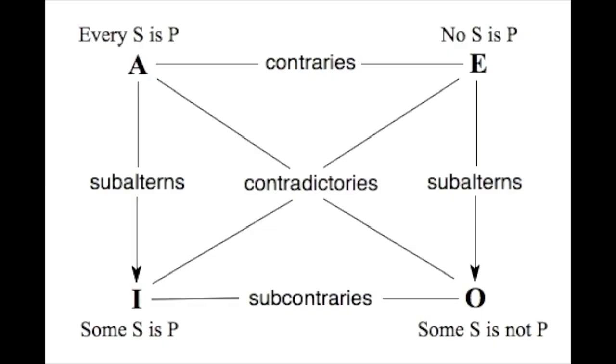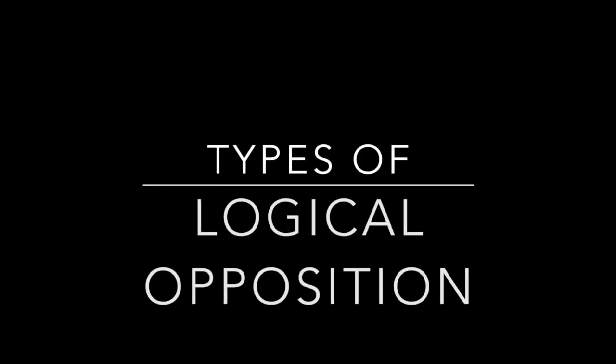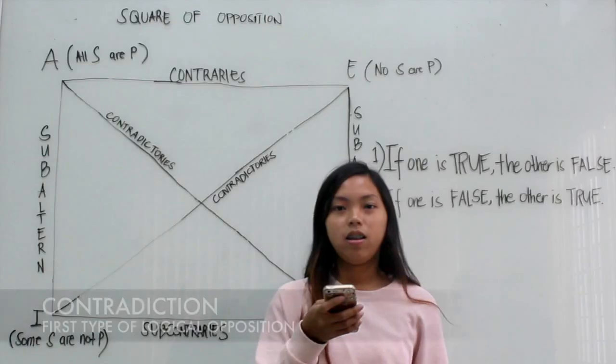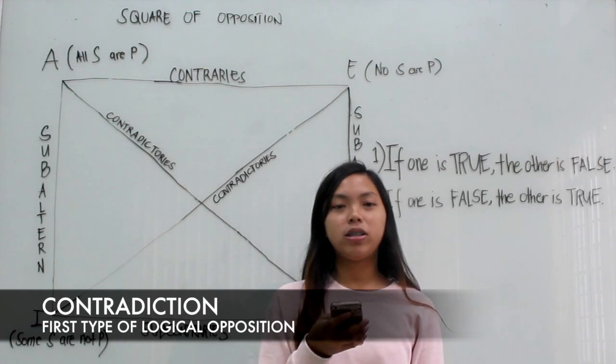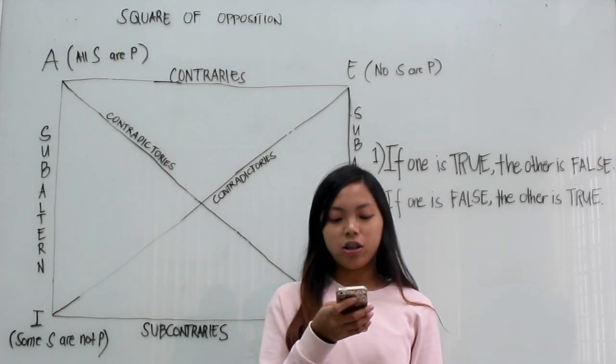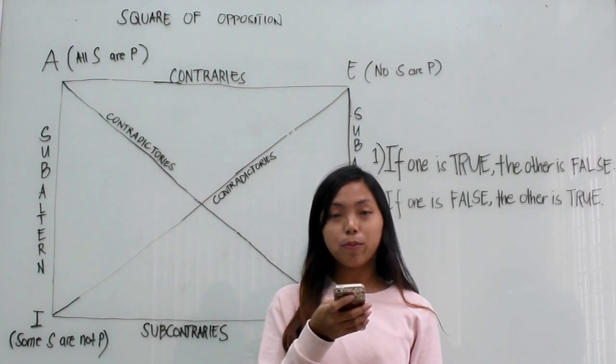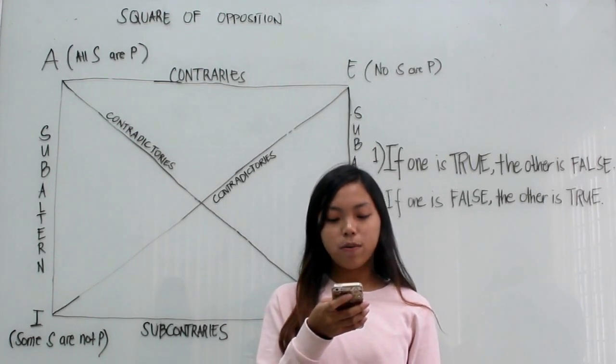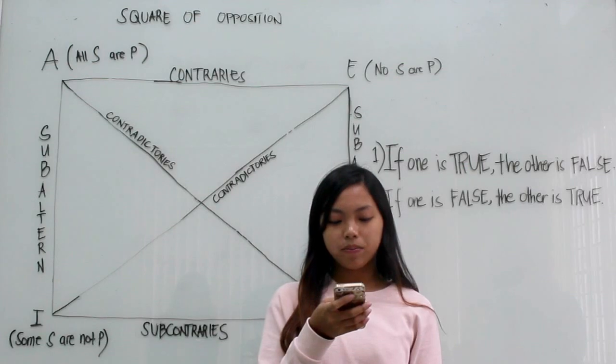The square of opposition is a chart that was introduced within classical or categorical logic to represent the logical relationships holding between certain propositions in virtue of them. The first type of logical opposition is the contradiction. A contradictory opposition is one which exists between two propositions that differ both in quantity and quality.